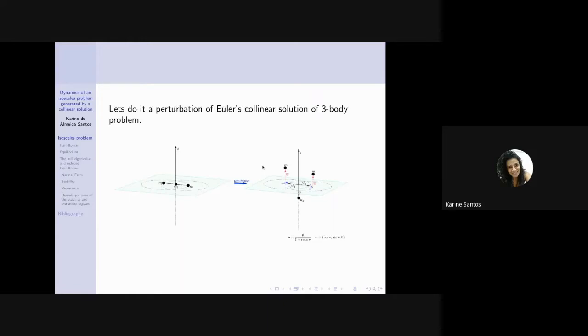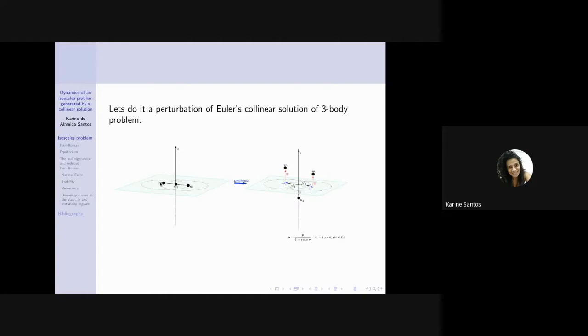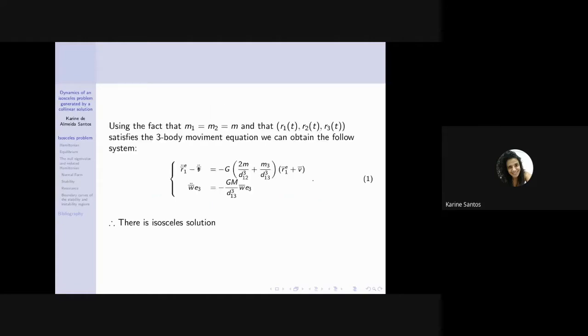Because the isosceles problem is a particular case of the three-body problem, we can use the equations of motion of the three-body problem, and we can write the equation of the dynamics of this problem in this form. Because this is a second order equation, we can guarantee the existence of the isosceles solution given the initial conditions. And when the perturbation vectors are null, we come back to the collinear solution. We can observe this, look here, né?